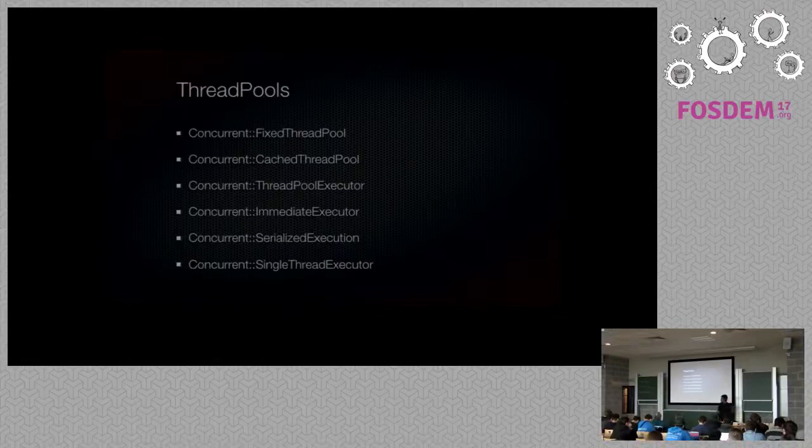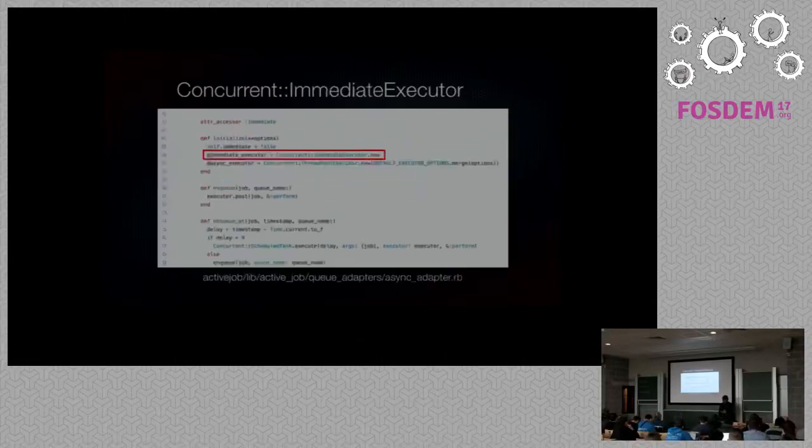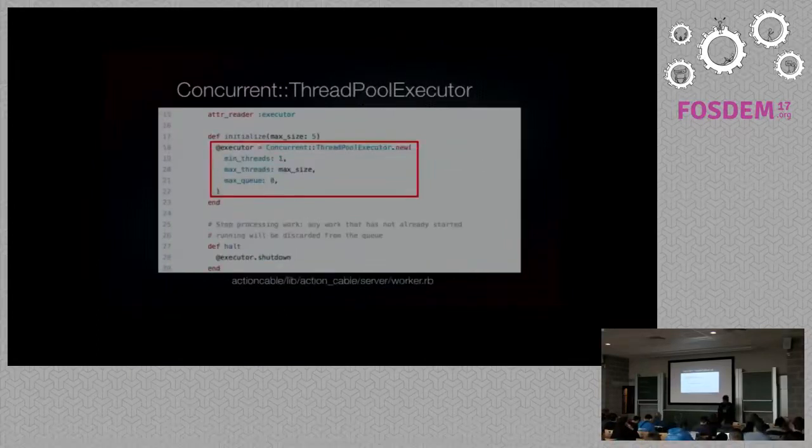So we have thread pools. We have fixed thread pool, cached thread pool executor, immediate executor, serialized execution, single thread pool executor. So thread pool is nothing but a way to create multiple threads. We reuse threads. Instead of creating threads, we use a thread pool. So it's a higher level abstraction to use threads. And there is thread pool executor, then there is immediate executor. So these are examples from a Rails application which are using thread pools.